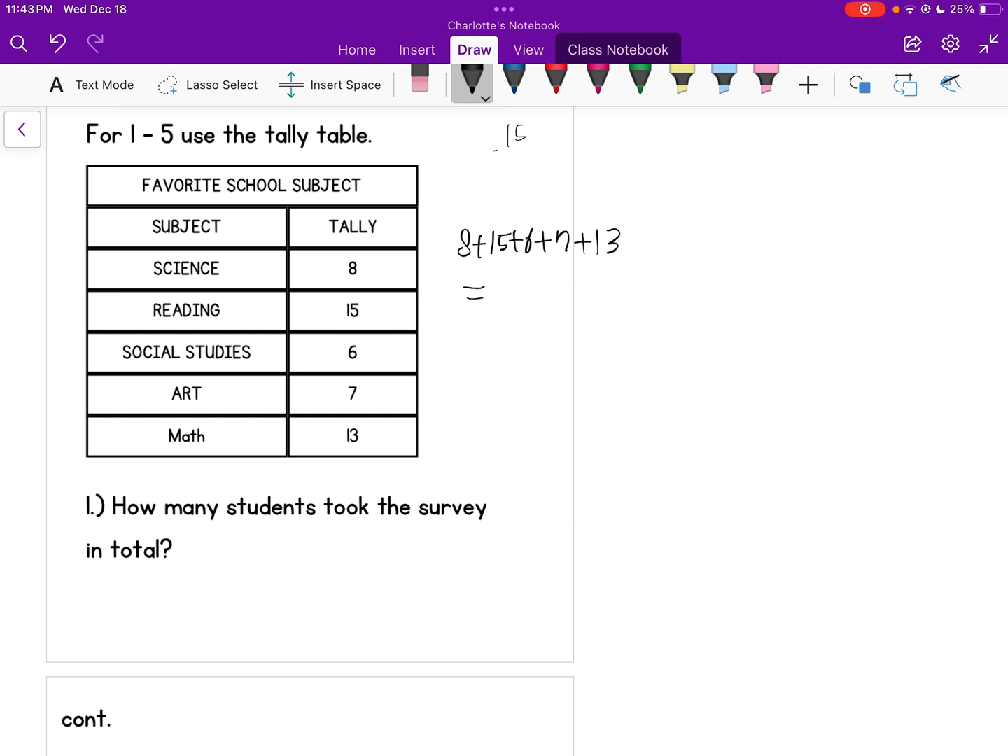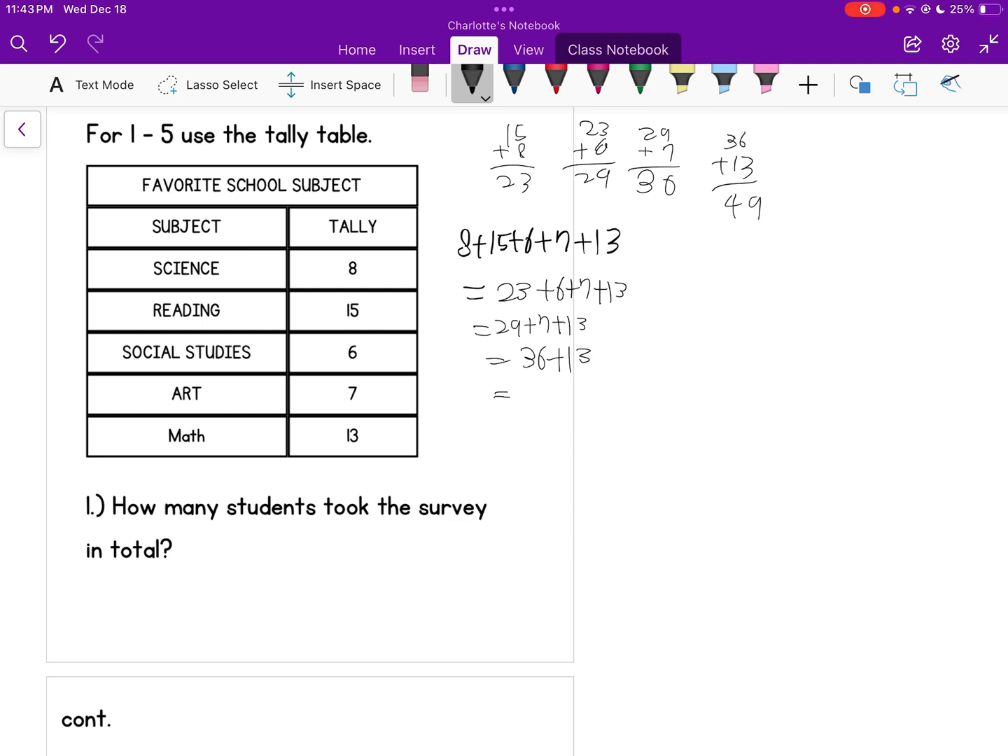So 15 plus 8 is 23. Then 23 plus 6 plus 7 plus 13. 23 plus 6 is 29, and 29 plus 7 is 36. And 36 plus 13 is 49. So there's a total of 49 students who took the survey.